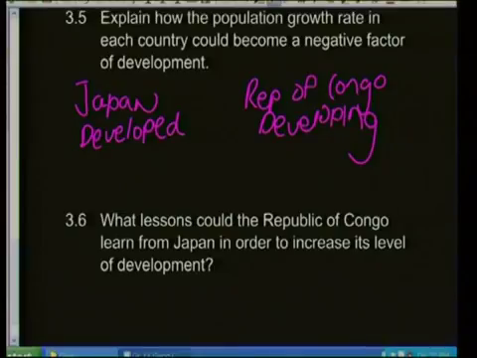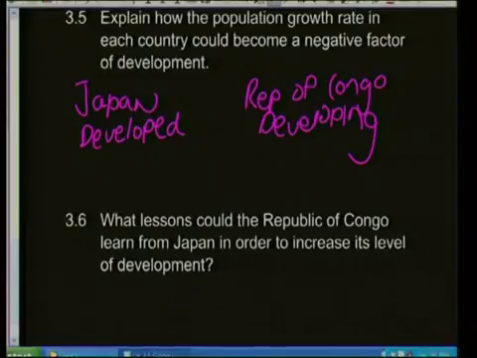If we look at the Republic of Congo, and if we have population growth rate in that country, which more than likely we will have quite a bit of, it becomes negative in terms of their development because it's going to put their economy under strain. They're going to be looking after this growing population rather than focusing on economic development. So for both of the countries, population growth rate will seriously harm the development levels within those two countries, but just from different points of view.